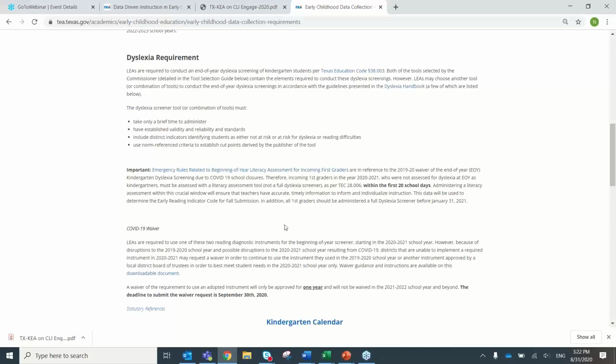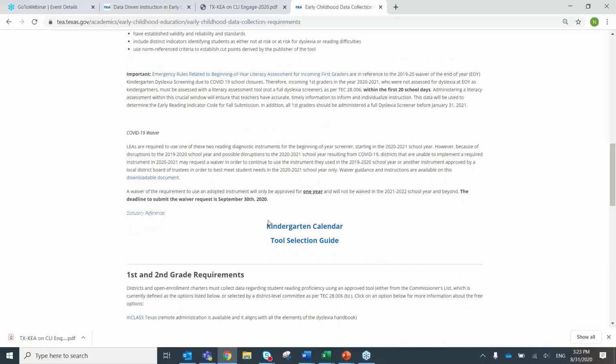Oh, okay. This year. Yeah. And the waiver for kinder, if you want to use a different assessment. Mm-hmm. Yes, the waiver, if you are not going to use MClass or Textkia for kindergarten, you will need to submit that waiver by September 30th. And that one is also on the website. And you just want to make sure that it is also approved by a local district board of trustees as well. And it's a 1-year waiver only.